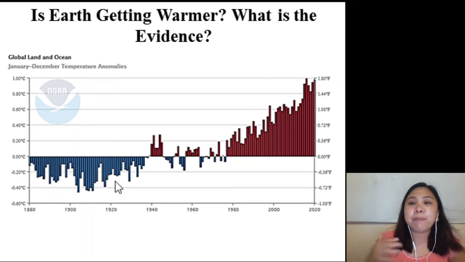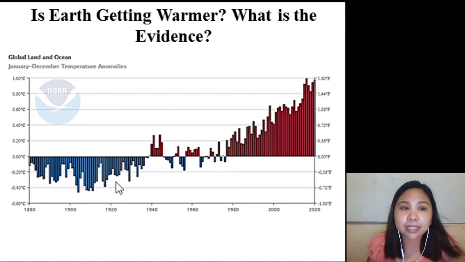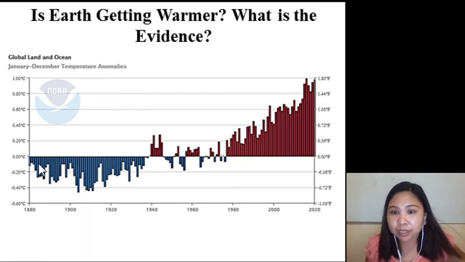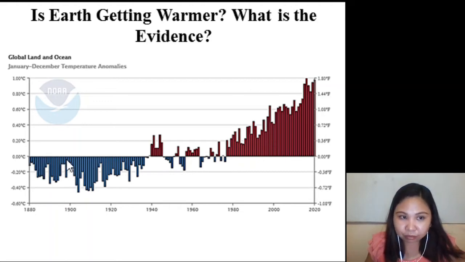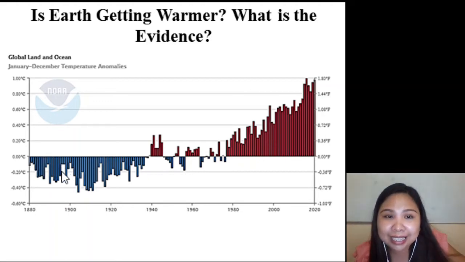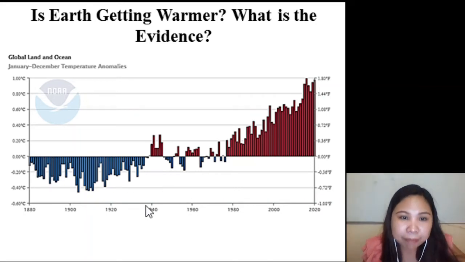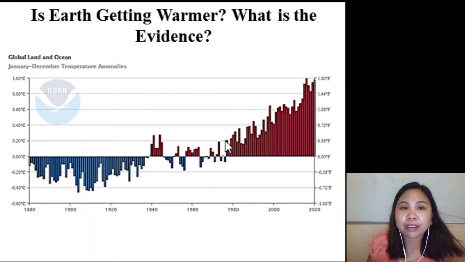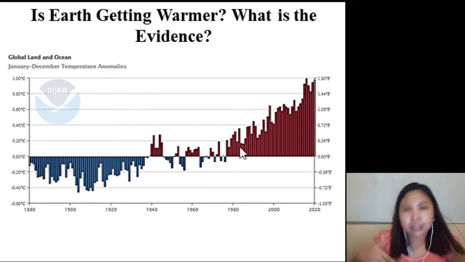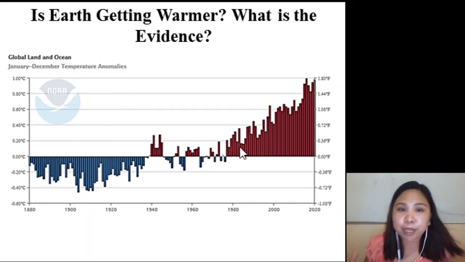Ibig sabihin ng temperature anomaly, class, yung difference nung temperature nung nakarang taon, tapos yung temperature nung sumunod na taon. Ayan. So, eto yung difference before, nagne-negative yung difference. Okay? Samantalang, pagpasok nitong 1980, dito nagsimula yung sudden change in the temperature.